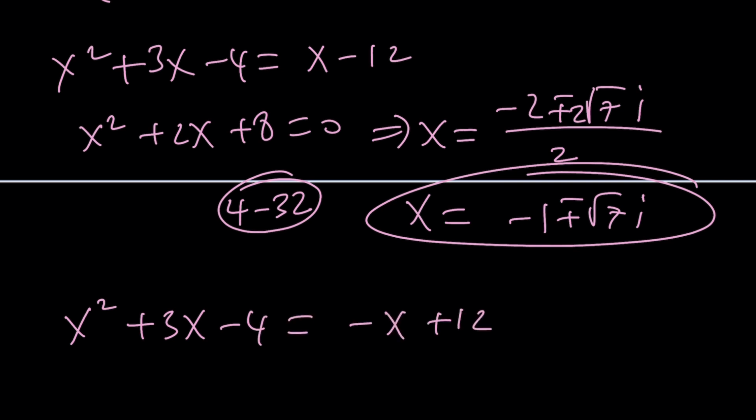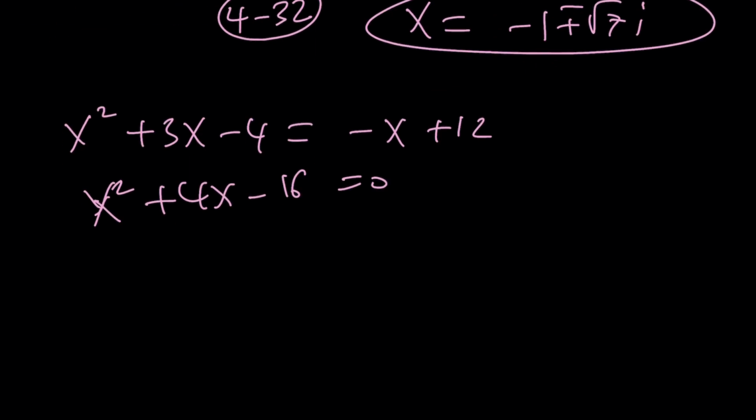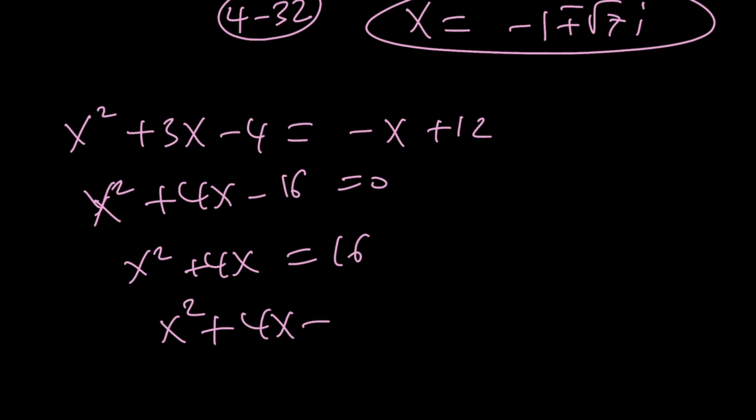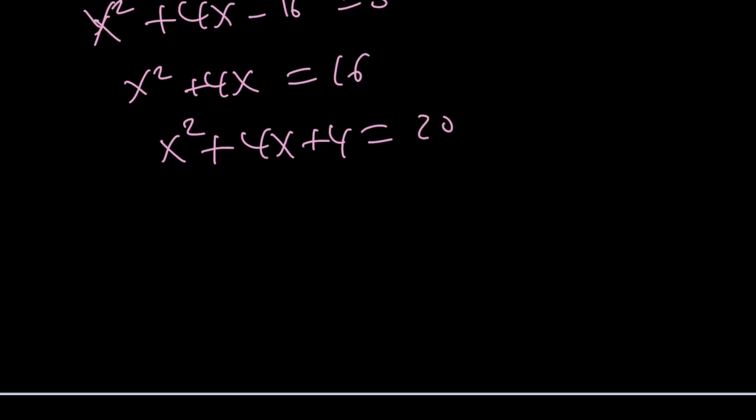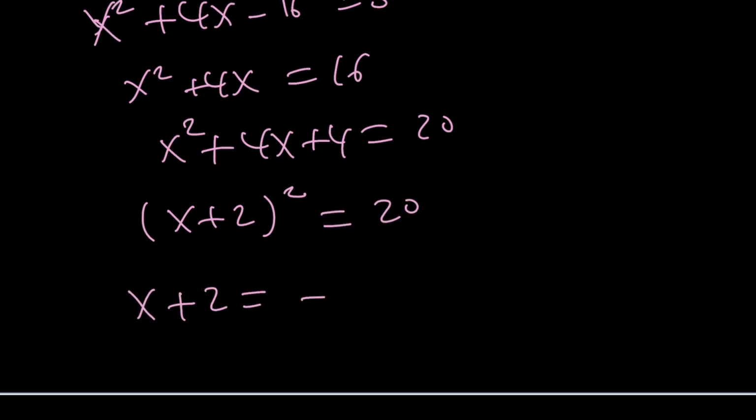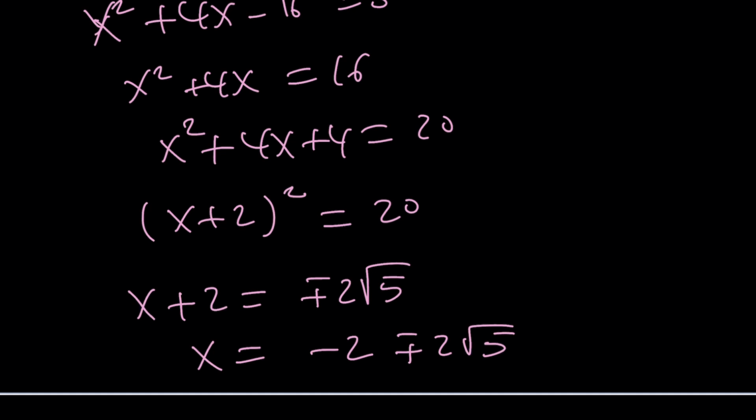If you put it all together, you're going to get x squared plus 4x minus 16 equals 0. Let's solve it a little differently. Add 16 to both sides, then add 4 to both sides. That'll give you x squared plus 4x plus 4 equals 20. But this is (x plus 2) quantity squared, which is equal to 20. If you square root both sides, you'll get plus or minus 2 root 5. And this will give you x equals -2 plus or minus 2 root 5 as the real solutions. So we have two complex and two real solutions.